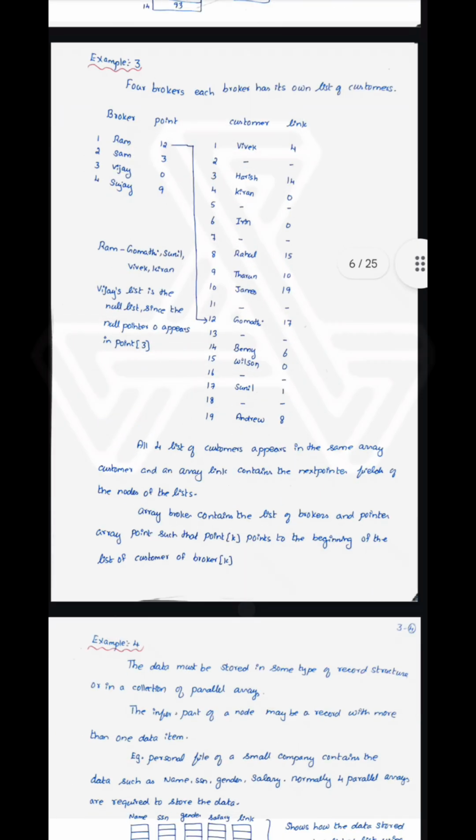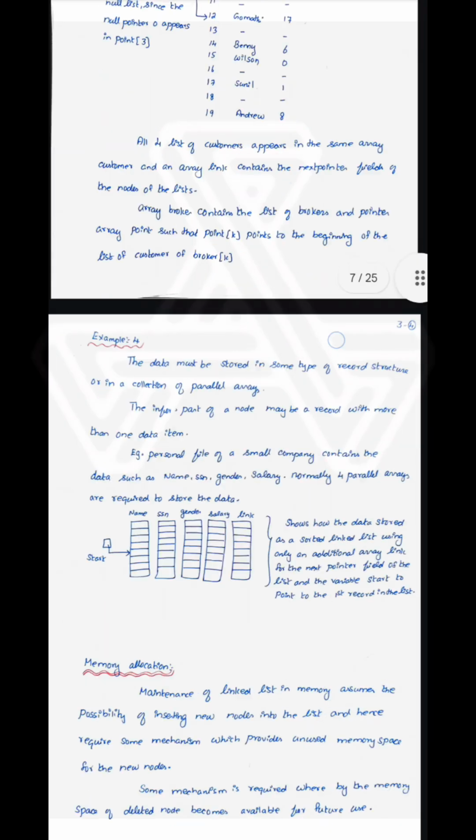Then a null pointer 0 appears in the point 3. That's it. All 4 lists of customers appear in the same array. Customer and an array link contains the next pointer fields of the nodes of the list. Array bro contains the list of the brokers and the pointer array point such that point of k points to the beginning of the list of the customers of broker of k.